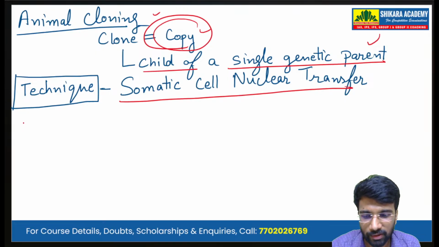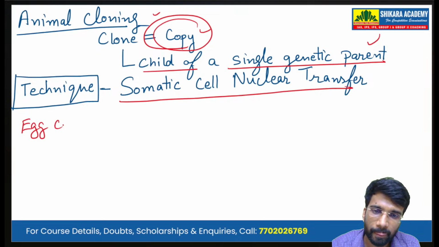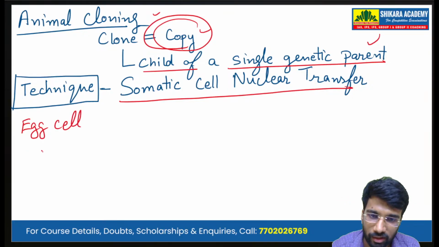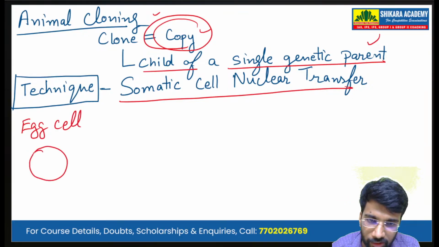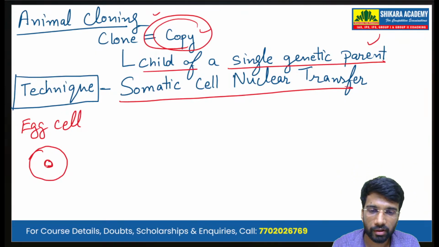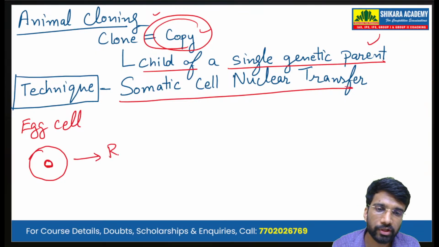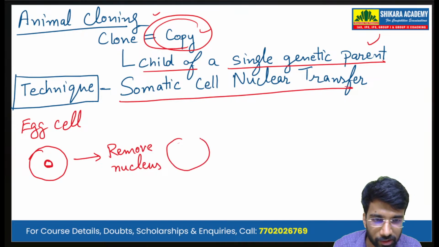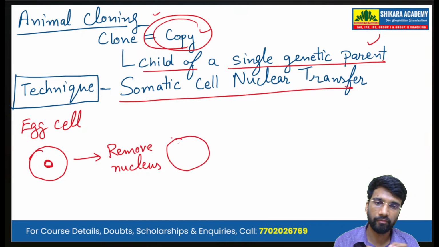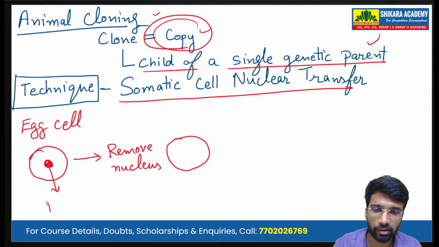So we take the egg cell. We have an egg cell from a donor. Suppose this is the egg cell from a donor. Second thing we do is we remove the nucleus. Remove the nucleus from this donated egg cell. So now we have removed this particular nucleus.